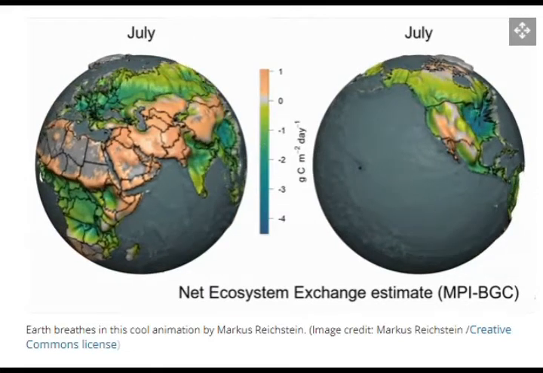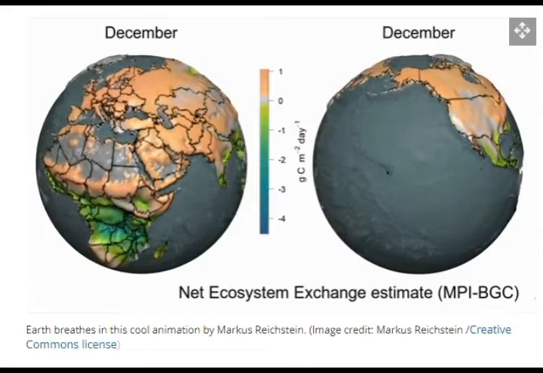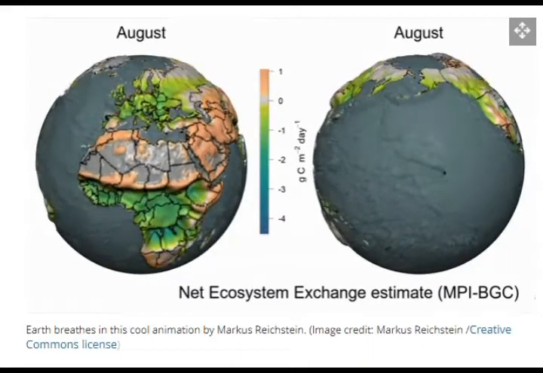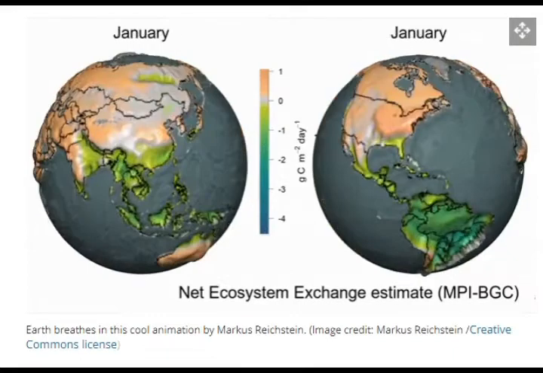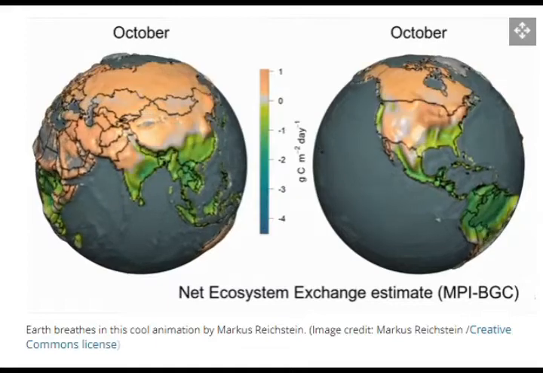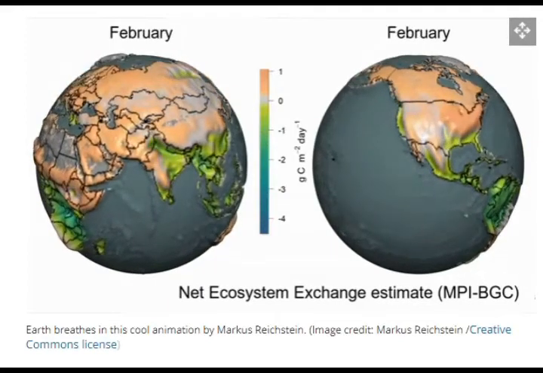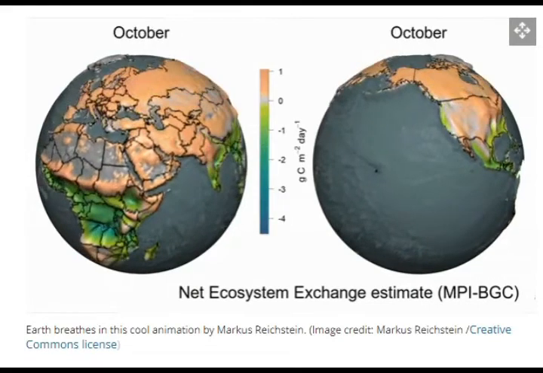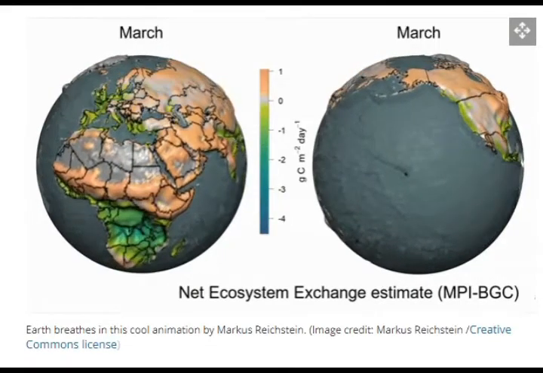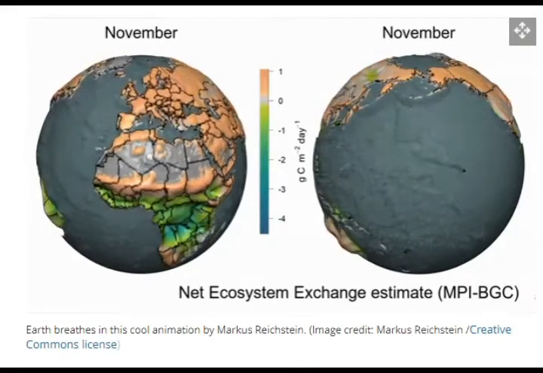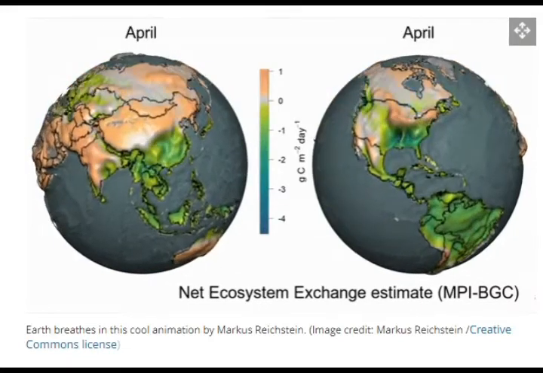The Earth seems to inhale and exhale in a new animation showing how carbon is taken up and released as the seasons change. The animated continents seem to deflate during summer times, indicating times and places where vegetation is growing, and plants are sucking carbon dioxide out of the atmosphere. When it's winter, the continents seem to inflate, indicating that vegetation is dying off and carbon is being released.